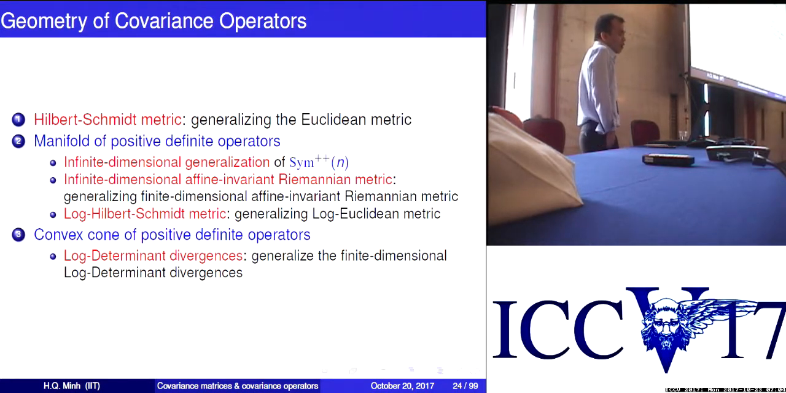Okay, so I will talk about the geometry of covariance operators. Now, as I said before, the infinite dimensional version is rather abstract, but everything can actually be computed and has been applied in practice. So first, we have three different viewpoints. The first viewpoint is the generalization of the Euclidean metric, and the second viewpoint is that of the manifold. So we also have the generalization of the affine invariant metric and the generalization of the log-Euclidean metric, and we also have the convex viewpoint with the log-determinant divergences as well.